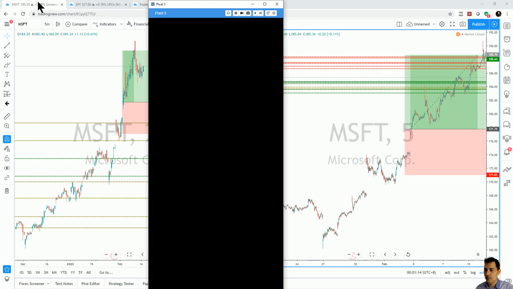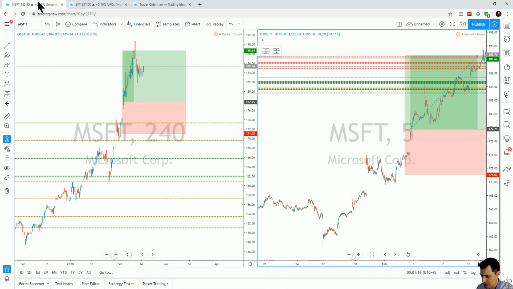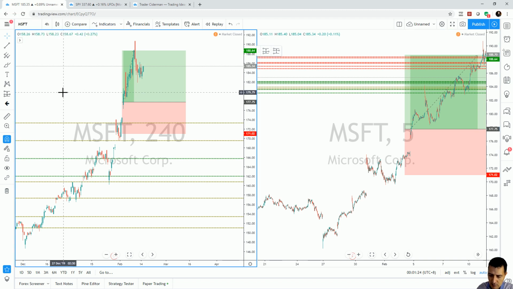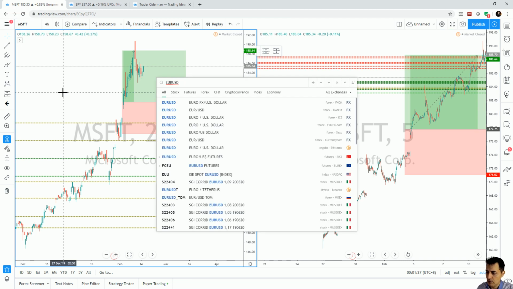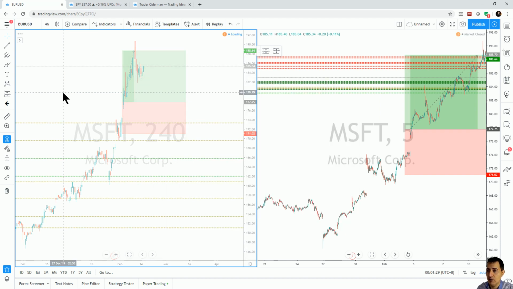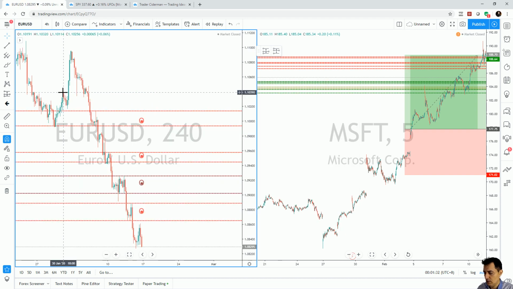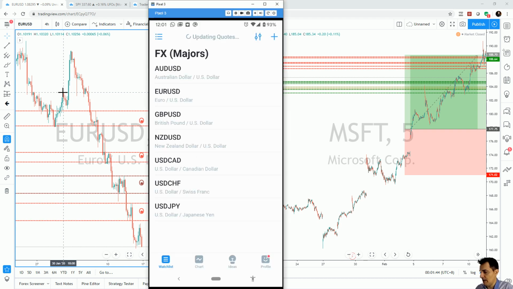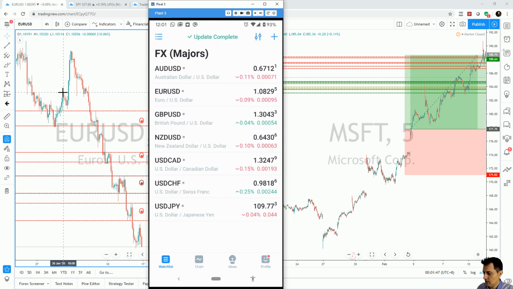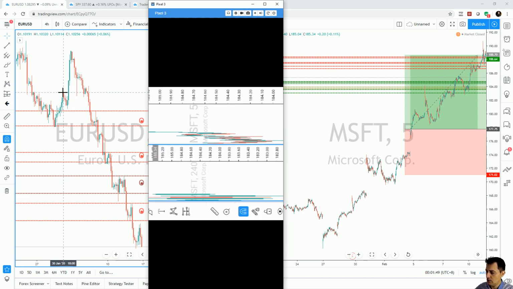So if I was to do anything, oh, sorry, I just got my phone to come down. So if I was to, for example, change the symbol here, remember I got Microsoft in both the chart on my phone, and I was to change the symbol to the euro, and I go back to my phone and I close the app, and then I reopen the app, which I just did, and I get into my charts.